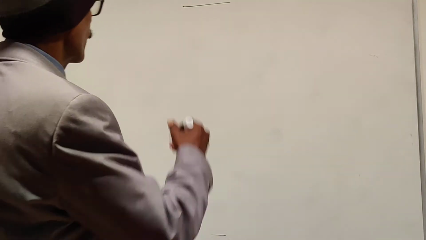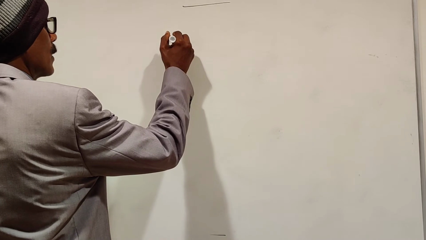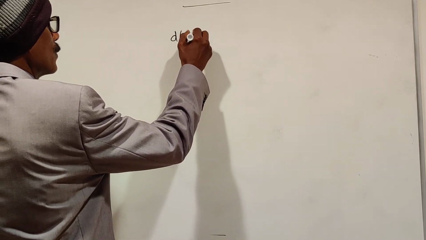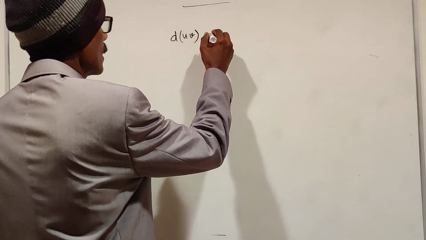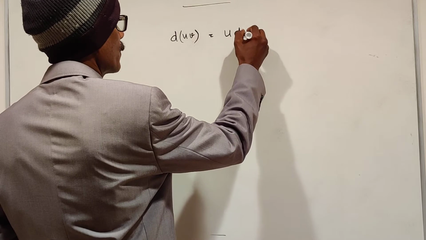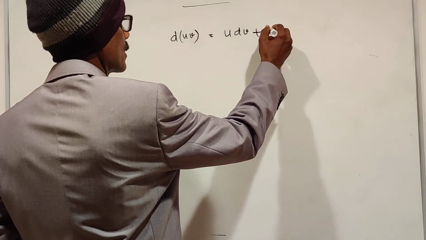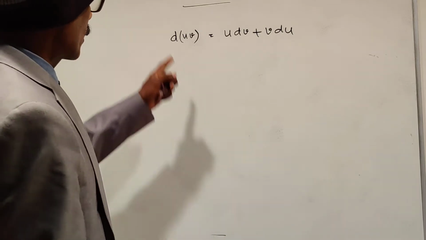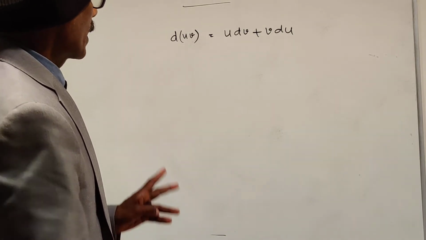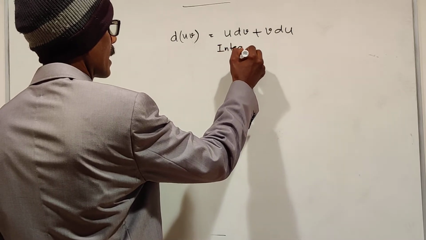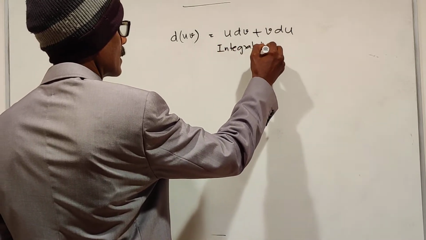So what is the product rule of derivative? The derivative of uv, the derivative of two functions, is equal to the first function into the derivative of the second, plus the second function into the derivative of the first. Now what is next? We are going to integrate both sides.